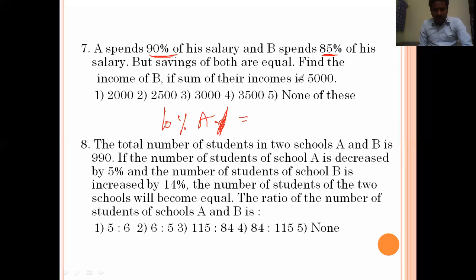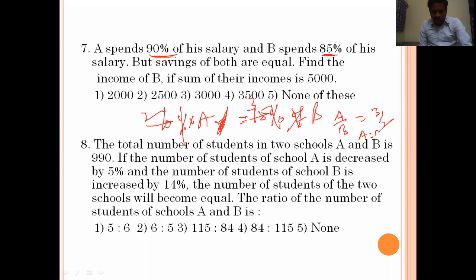B spends 85%, so remaining how much percentage does he save? 15% of B. Of means into. Here also into. Now both savings are equal. Equal means equal to. The percentages get cancelled. 5 twos are 10, 5 threes are 15. So A by B equal to 3 by 2, or A is to B equal to 3 is to 2.